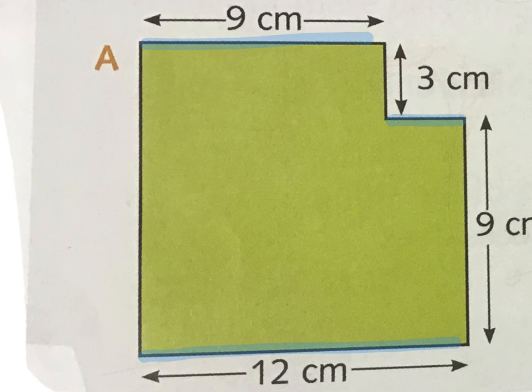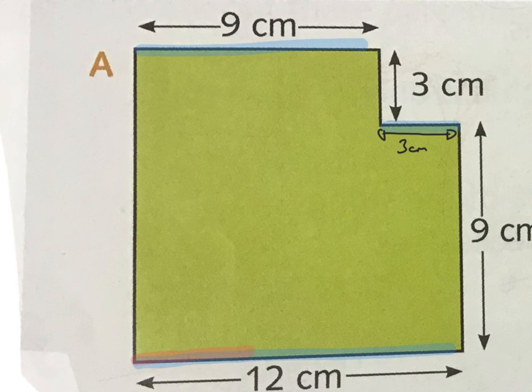We know that this is 9 centimeters. We don't know what this side is, but we know that those horizontal sides put together make 12. So 9 plus this side makes 12. And I know that 9 plus 3 makes 12, so I know that this side here must be 3 centimetres. And again, that's because 9 and 3 make 12.